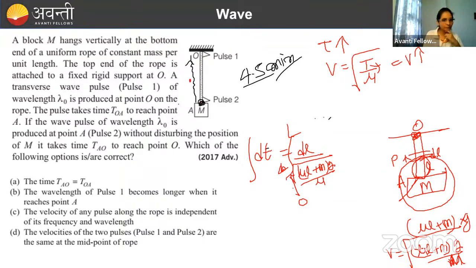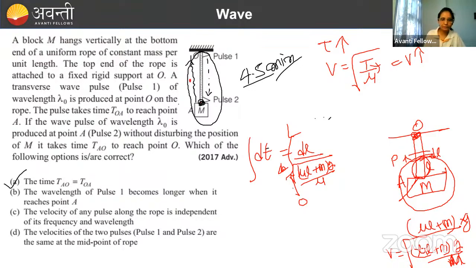Then what will happen with pulse 1? Initially it is at O, where the tension is more, so its velocity is more, but as it comes down, its velocity will decrease. But for both pulses, the average velocity along the string will be the same. Agree or not? Because from A to O it increases in the same pattern as it decreases from O to A. So the time taken by both pulses should be equal. Clear? If you have any doubt, ask me. So this time will be equal.